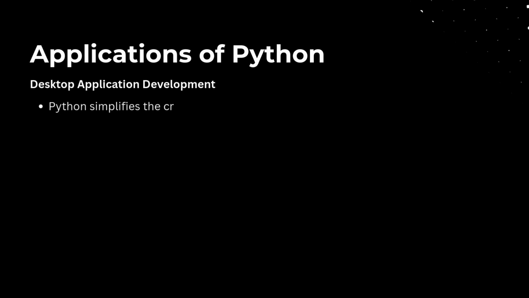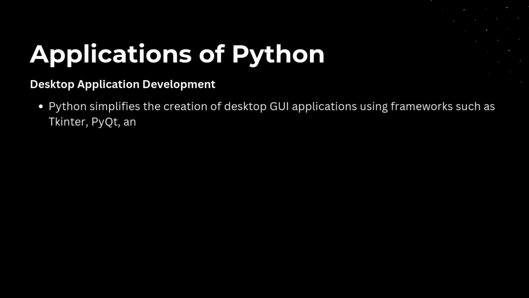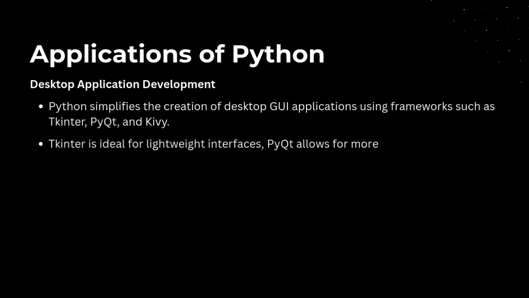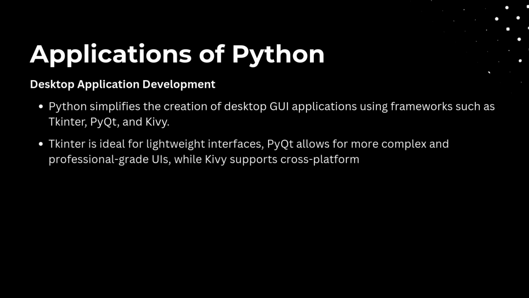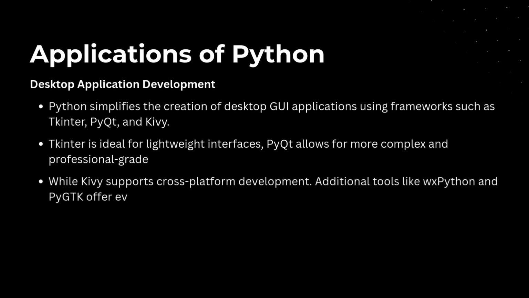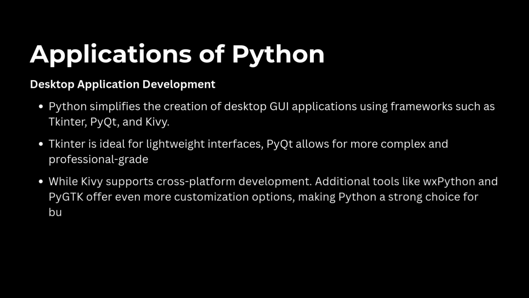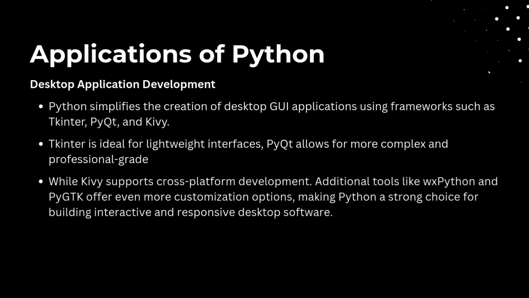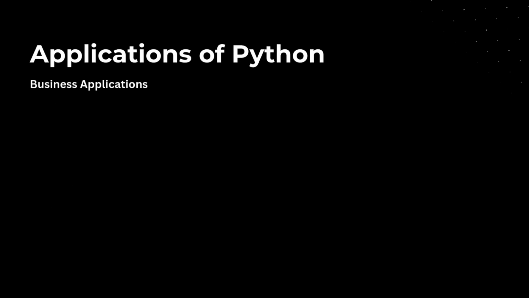Next is desktop application development. Python simplifies the creation of desktop GUI applications using frameworks such as tkinter, PyQt, and Kivy. tkinter is ideal for lightweight interfaces. PyQt allows for more complex and professional-grade applications, while Kivy supports cross-platform development. Additional tools like wxPython and PyGTK offer even more customization options, making Python a strong choice for building interactive and responsive desktop software.